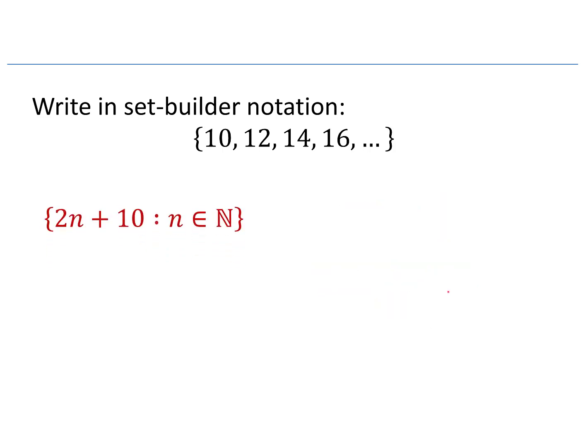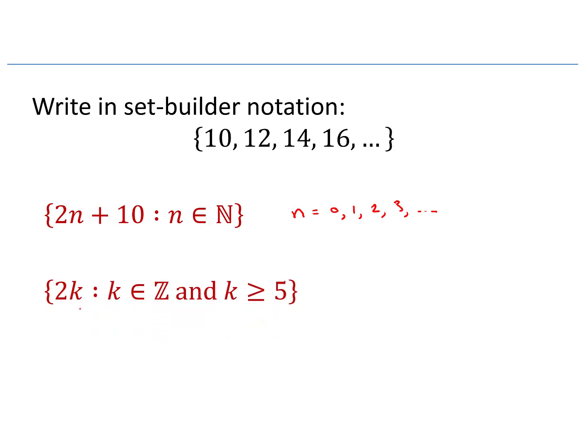Alright, so here's one way I might write it. 2n plus 10 such that n is a natural number. Do you see? So I think my n kind of starts off 0, 1, 2, 3, and so on. And then for each of those n, I plug it into the formula, 2n plus 10, and I'll end up with the numbers 10, 12, 14, 16. So this is the form version.